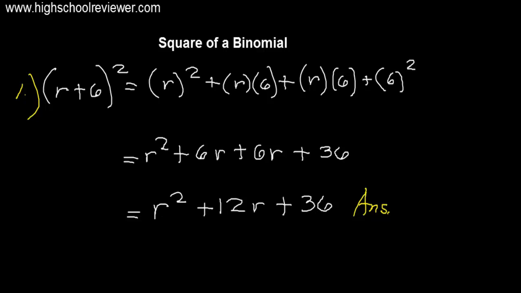Here now are the solutions to the exercises, square of a binomial. Problem number 1, we have the quantity of r plus 6 raised to the power of 2. Our first term is r, our second term is 6.